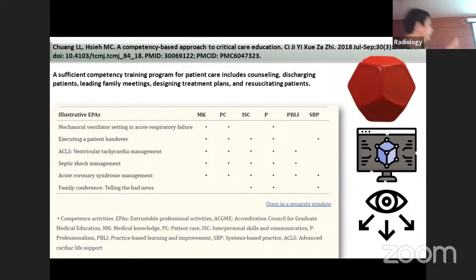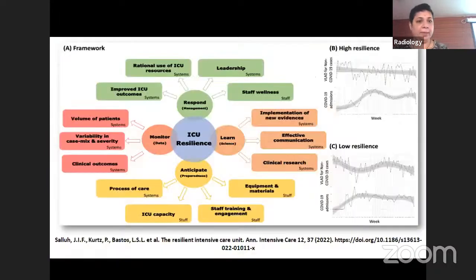Then you have a list like this: mechanical ventilator setting in acute respiratory failure, executing patient handover, ACS management, family conference. So what are these MKPC? It's there here. See, it is medical knowledge, patient care, interpersonal skill, professionalism, practice-based learning and improvement, systems-based practice. So all these have to be incorporated when you assess this learner with a particular skill. Okay. So is it useful? Yes, this study has shown that this kind of an approach is feasible and useful. So maybe we can copy it.